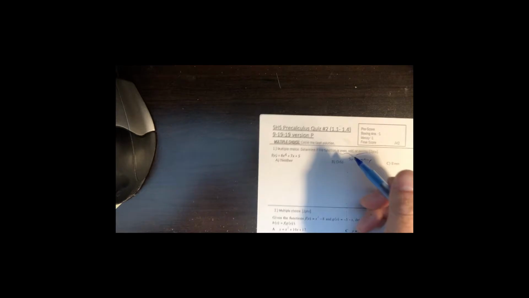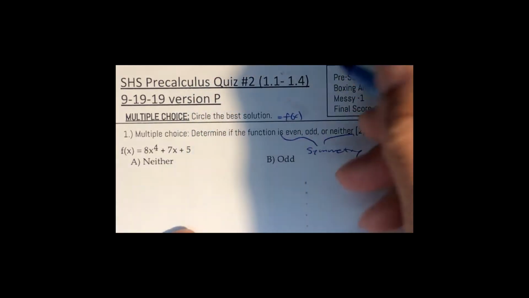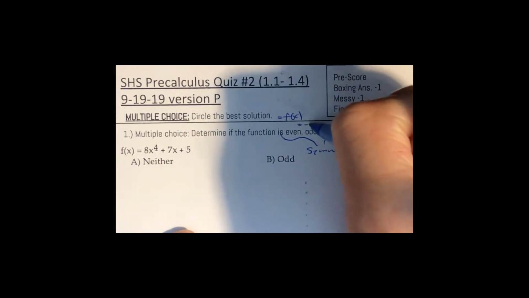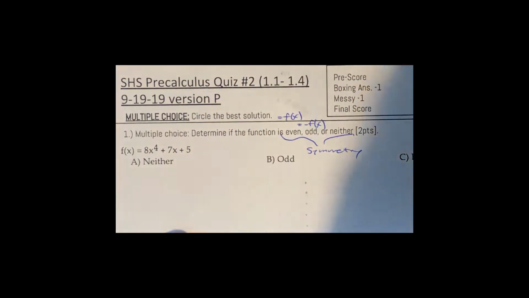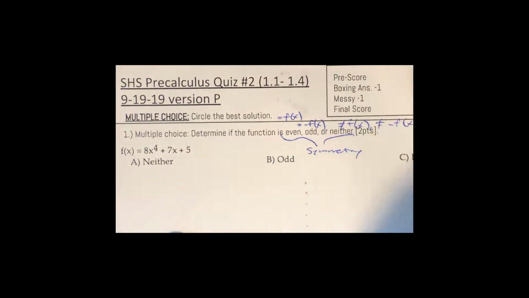Remember, let's do a quick review. If it is equal to the original, then it is even. If it is equal to the opposite of the original, then it is odd. And if it is not equal to the original, and it's not equal to the opposite of the original, then the answer is neither. You can think of this as two ways.